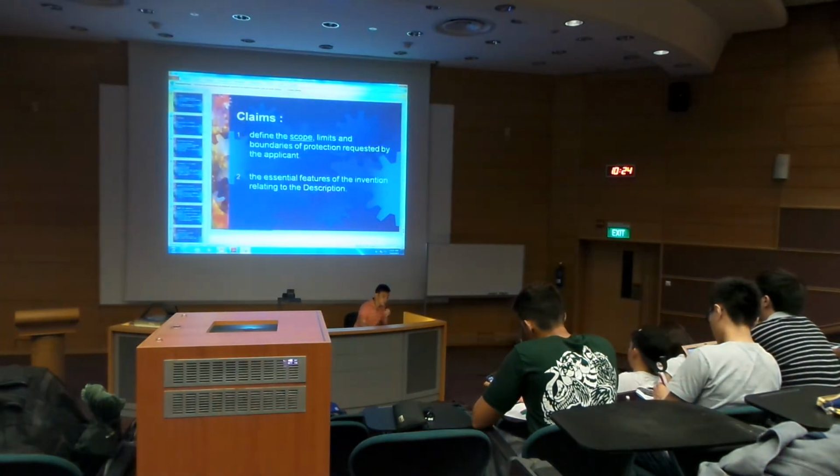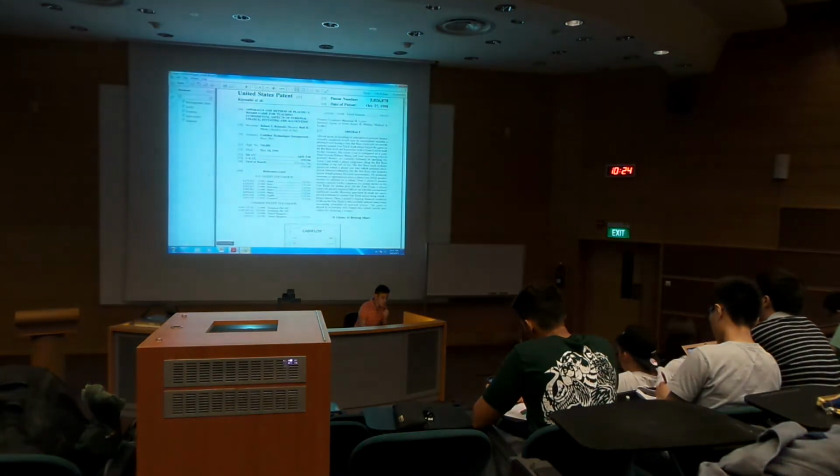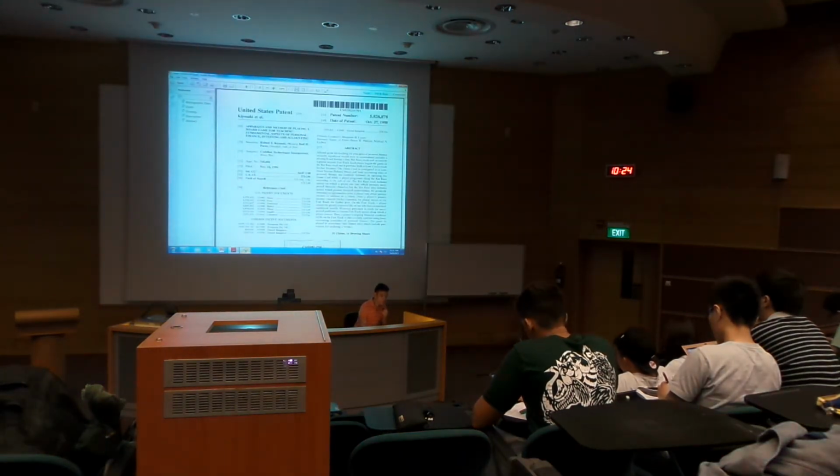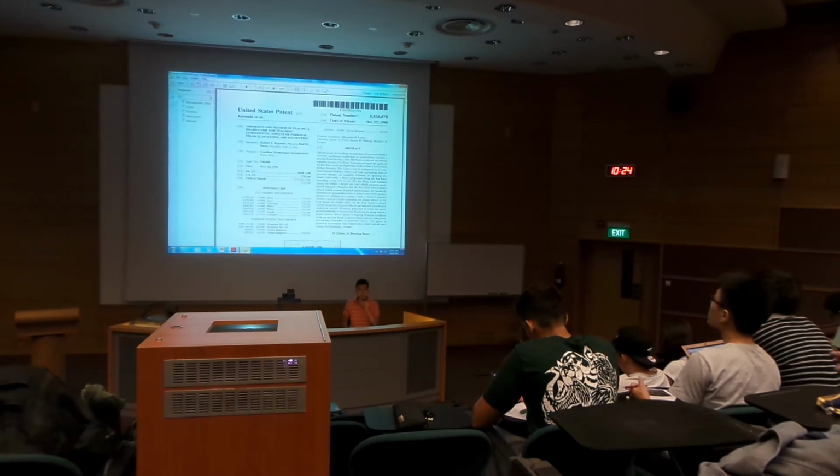So let's now take a look at this. Okay, this is a patent document. And when the inventor submitted an application for a patent, of course he submitted the patent specification. And once the patent is examined and granted, the specifications, all four parts, are reproduced in the patent document.